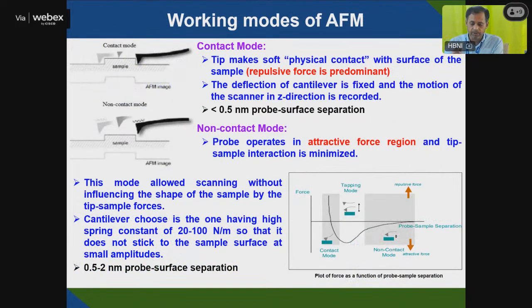And you can see the different working modes. You have three types of working mode: contact mode, tapping mode, and non-contact mode. In contact mode, the tip makes direct contact. You can see the force versus distance curve, where contact mode is mostly here, then you have tapping mode, and a repulsive zone, and you have non-contact mode. Attractive and repulsive, it depends.